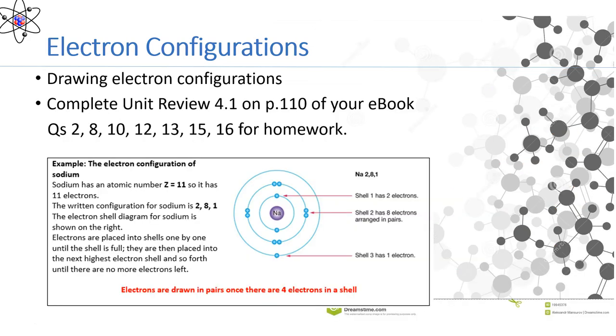So when we draw them, just as I did before, this is our friend sodium. We always put 1 electron in each one, and then when we're doing 8, 1, 2, 3, 4, and then double them up. Electrons are drawn in pairs once there are 4 electrons in the shell. Okay, so you should have done all of this work when you did the unit, but if you want to review this, you can review that through doing these workbooks and unit reviews.